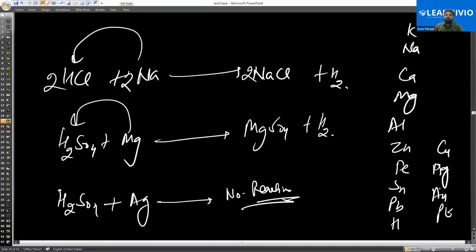So those elements that are below hydrogen will not be able to react with acids to give hydrogen gas. Got it? Because they are less reactive, those metals will not be able to displace hydrogen.